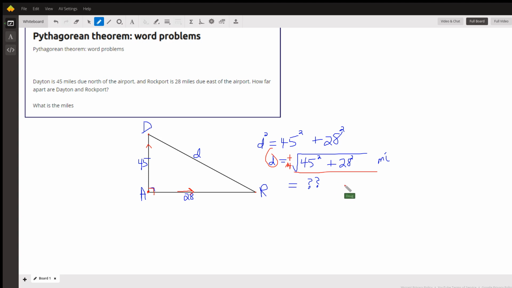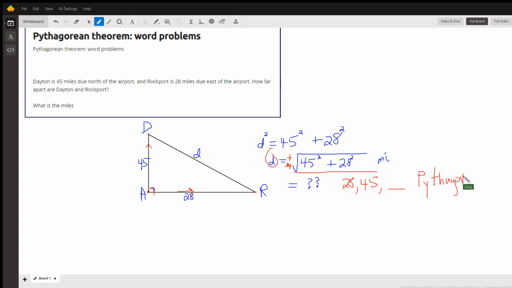I know the answer. You should do it on a calculator. If you get an integer for an answer, it better be bigger than 45. Well, the answer better be bigger than 45. But if you do get an integer, then these three numbers, 28, 45, and if this is an integer, then those three numbers form what's called a Pythagorean triple.